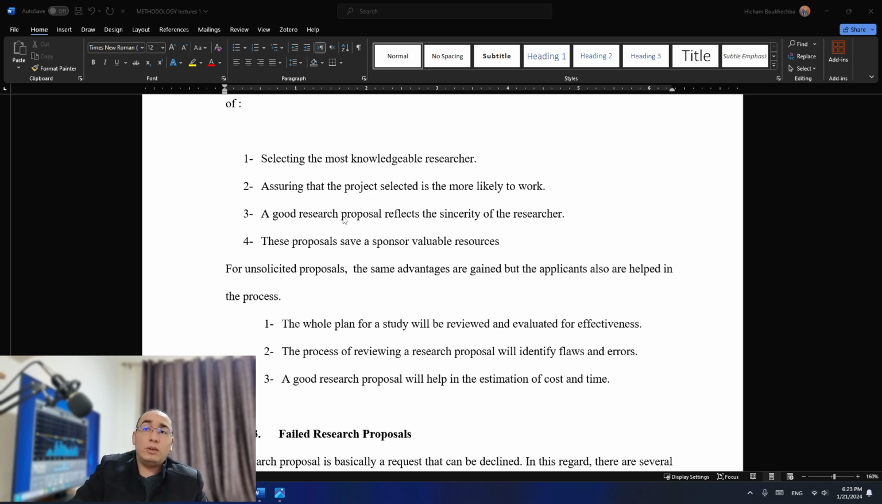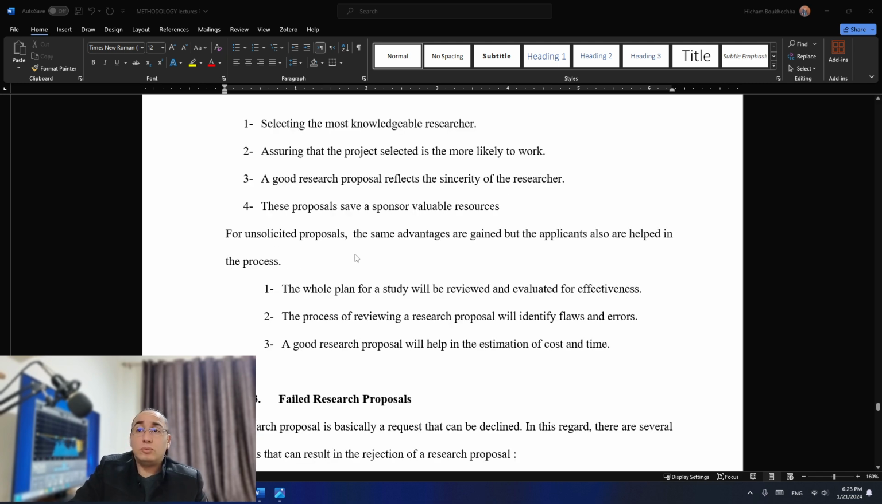And number 3, a good research proposal reflects the sincerity of the researcher. And number 4, these proposals save the sponsor valuable resources. And when it comes to unsolicited proposals, the same advantages are gained, but the applicant is also helped in this process. So the whole plan for the study will be reviewed and evaluated for effectiveness.